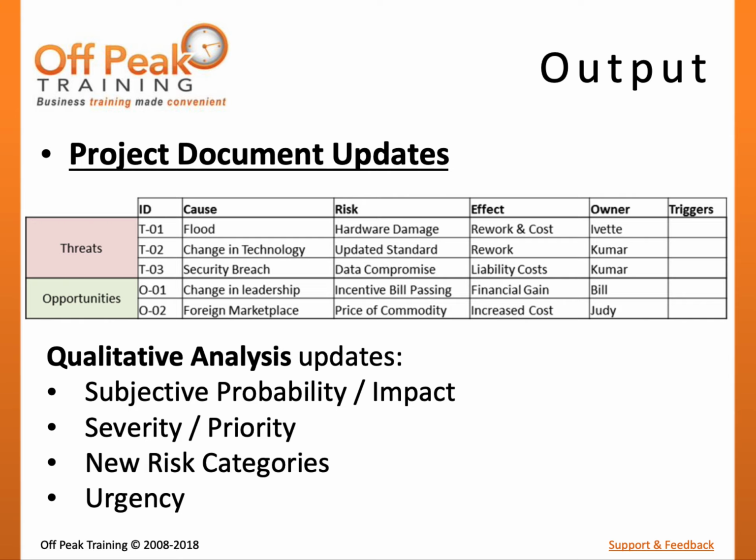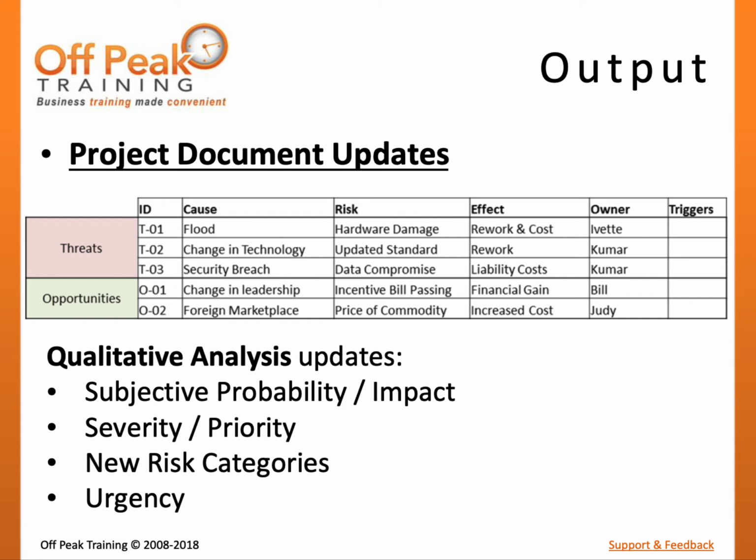The sole output of the perform qualitative analysis process is project document updates. Most importantly are updates to the risk register to describe the ranking of risks using subjective qualitative scores. A qualitative ranking can be descriptive, such as low, medium, or high, or numerical, such as 1 through 10.